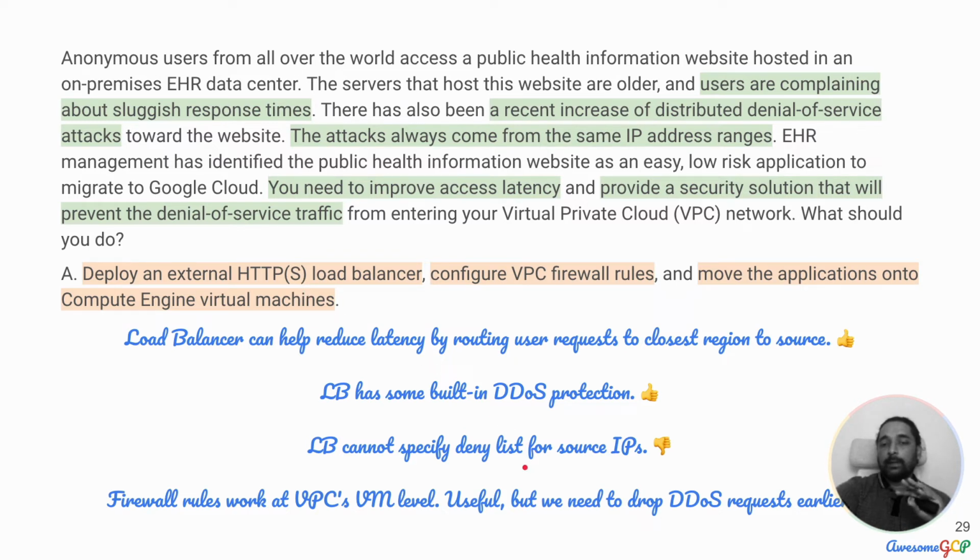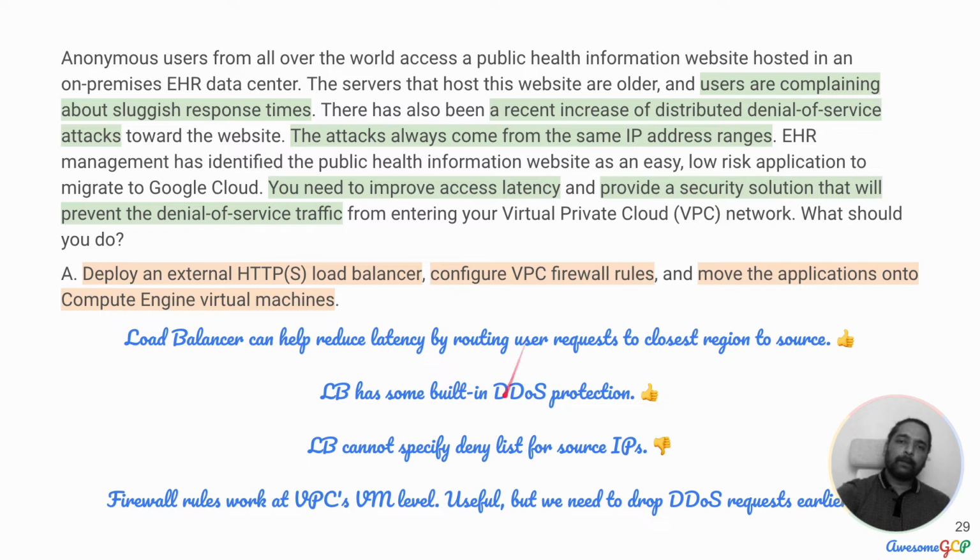One of the things the load balancer cannot do is specify a denied list of IP addresses. So you can't put in a few IP addresses and say, if there are requests coming from this IP address, drop that traffic, right? Don't allow that to come in. You can't do that on a load balancer. So that doesn't work well.